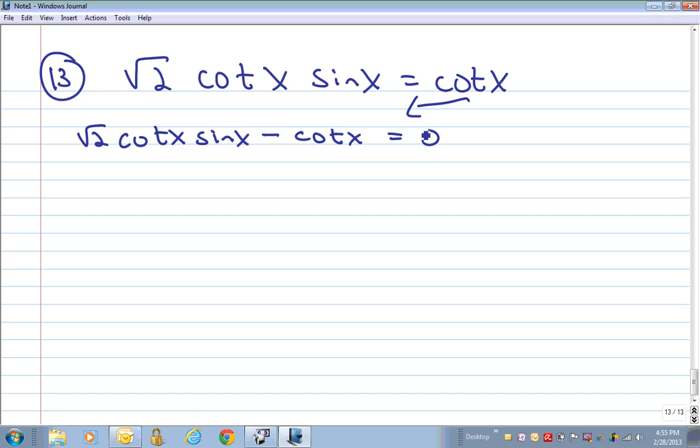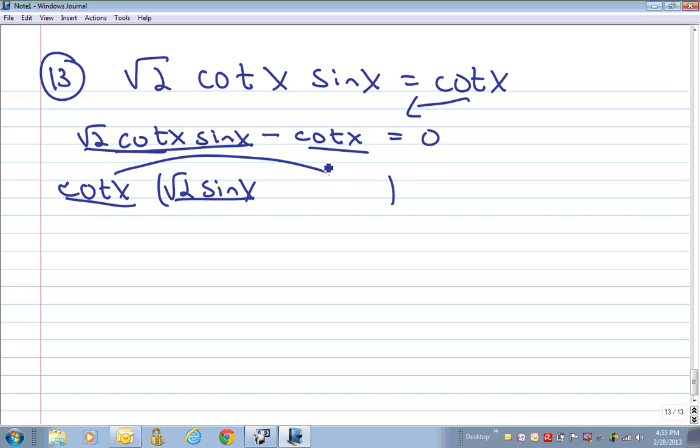All right, we're going to set it equal to 0, and now I see a common factor. And as you see a common factor, you don't have to worry about changing things. My common factor would be cotangent x in both cases. So I'm going to factor cotangent x out, just like a greatest common factor. In my parentheses, I'd have the square root of 2 sine x, because cotangent x times square root of 2 sine x gives me my whole term right here. And then cotan times something gives me cotan x. Well, that would just be a negative 1. That's still all equal to 0.